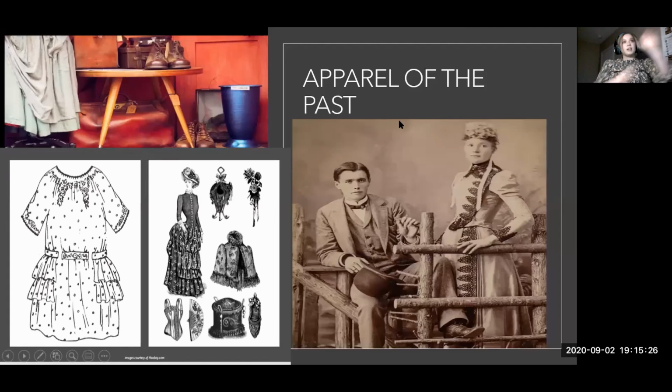Okay, guys, so everybody look at the screen over here, okay? As you can see, we've got different pictures of apparel. Remember, we learned that apparel is the same thing as the clothing that people wore. And as we know, their style, as you can see, is a little bit different than our style that we have today, right? The clothing that we wear today is a little bit different.